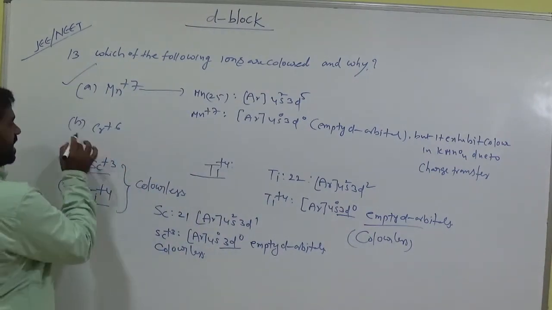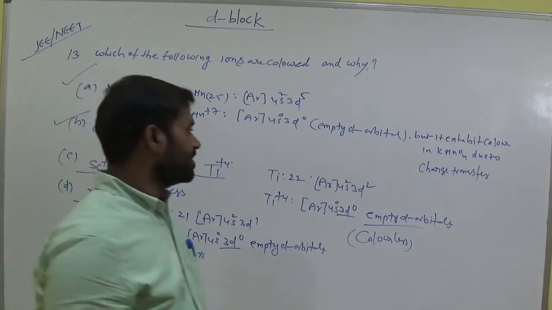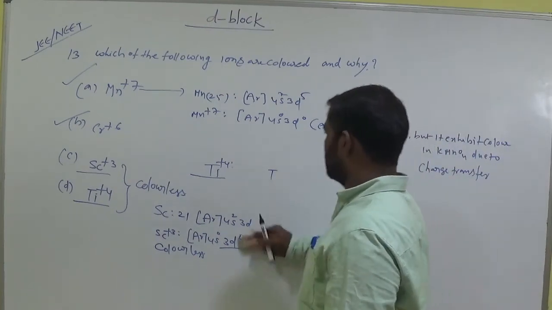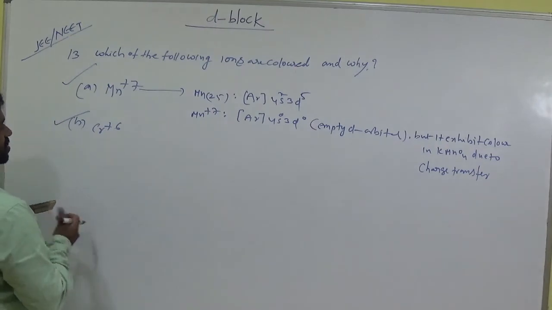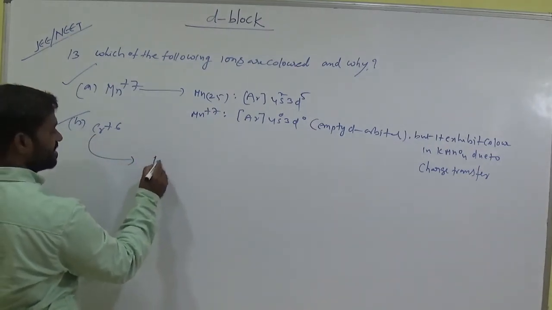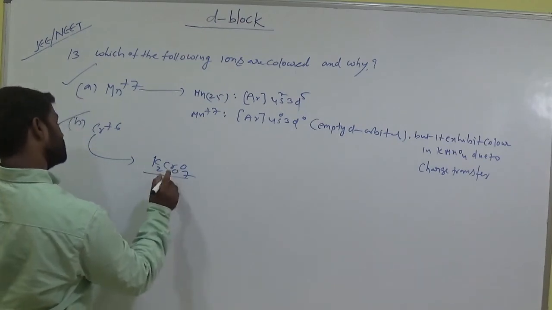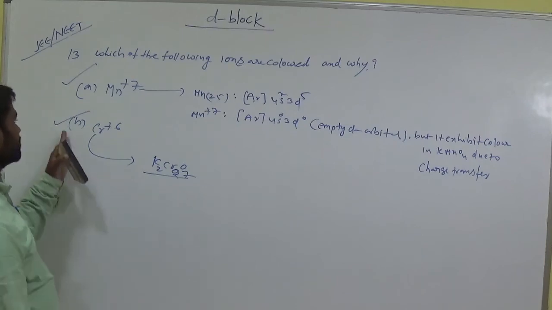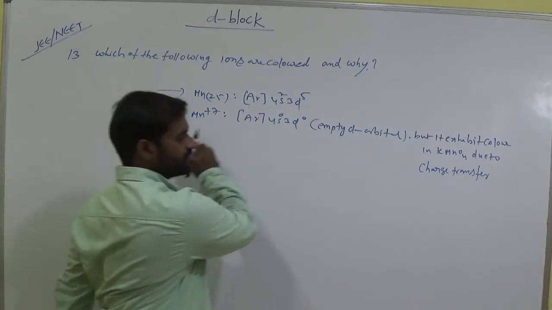The same phenomenon also happens in chromium plus 6. These two are the answers. Okay. So chromium plus 6 exhibits color in K2Cr2O7, potassium dichromate, due to charge transfer. These two are the answers. And why? That is the reason.